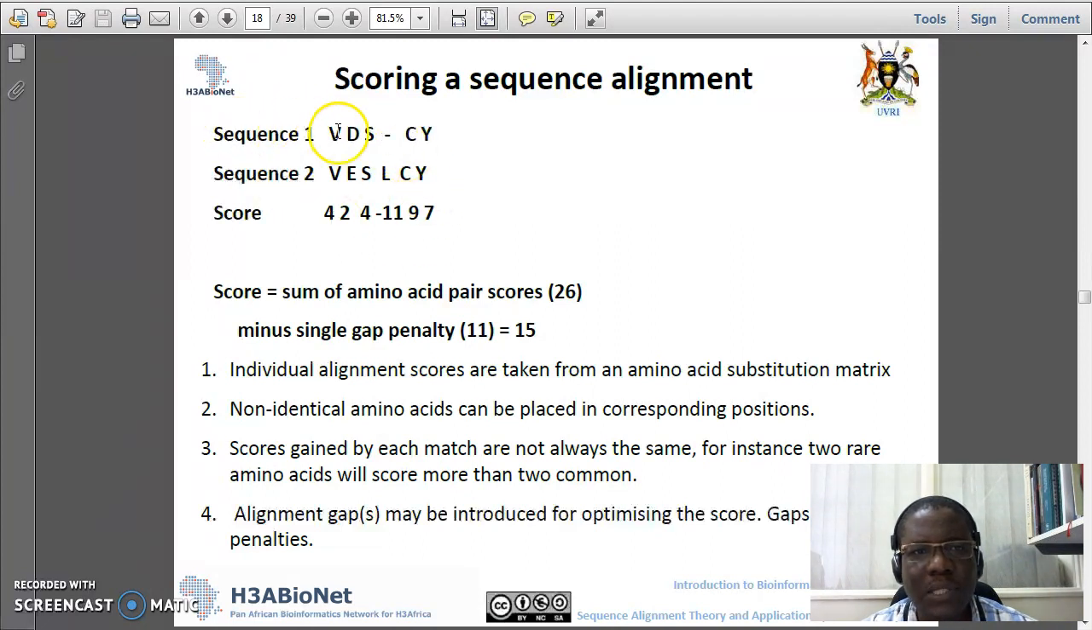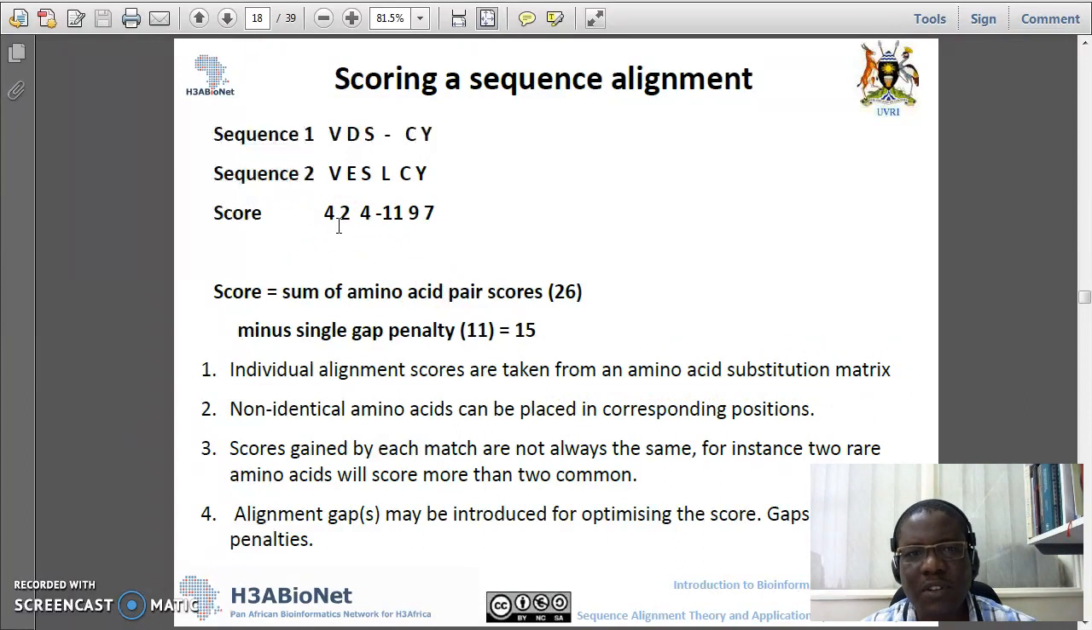So using sequence 1 and sequence 2 above as an example of an alignment between the two sequences, you see how the scores were generated. The total score is 26, and it came from the individual scores at the various positions. Obviously, these actual individual scores are not just randomly picked. They come from an actual compilation called an amino acid substitution matrix.